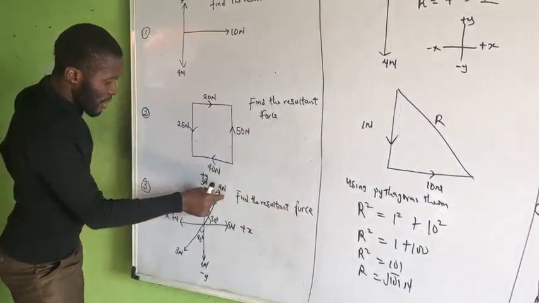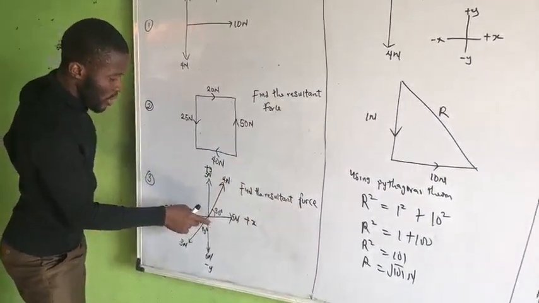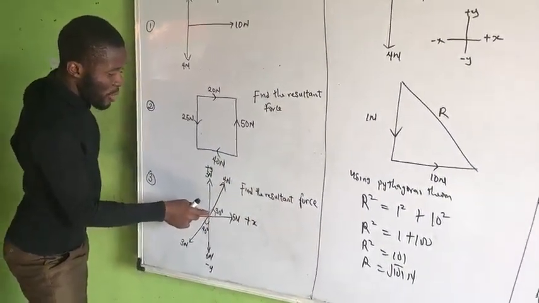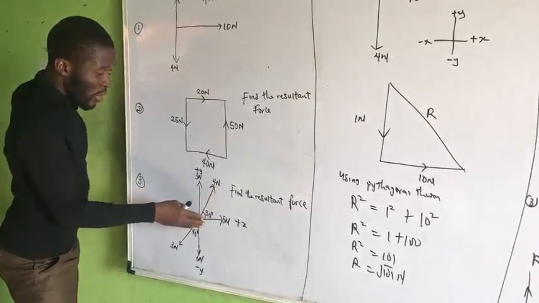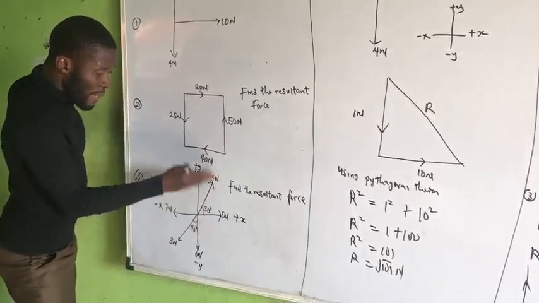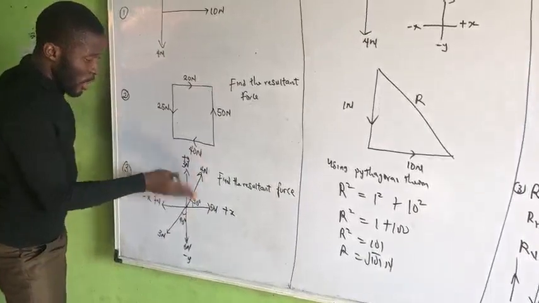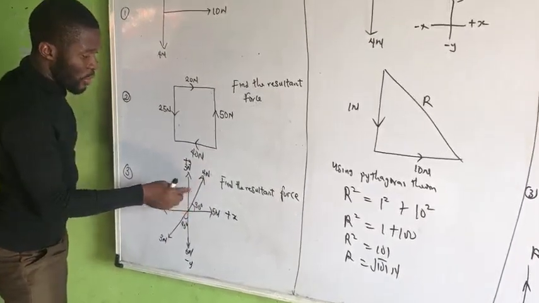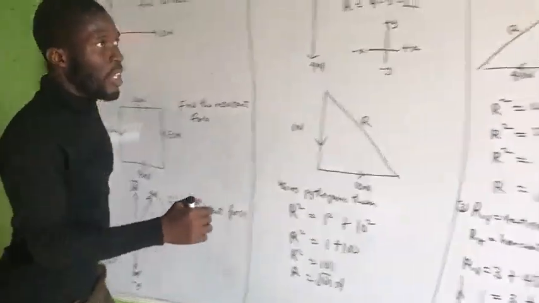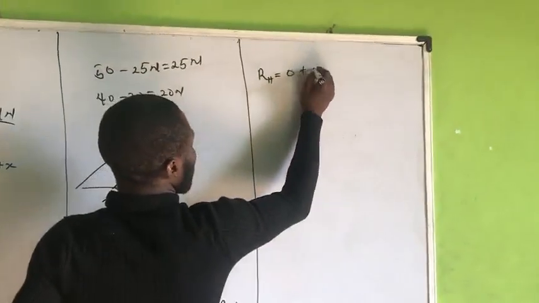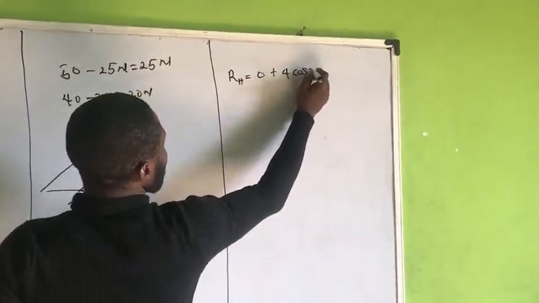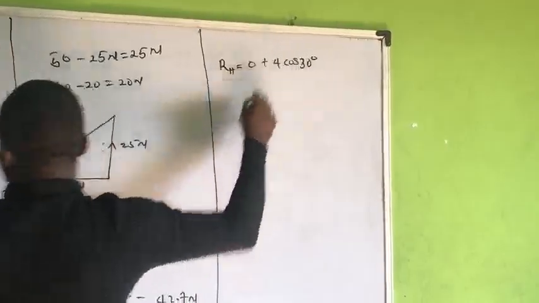Now the next is 4. The angle is inclined to the horizontal. So when the angle is inclined to the horizontal and you are looking for the horizontal component of resultant, that will be cos. But if it is inclined to the vertical and you are looking for the horizontal component of resultant, it will be sine. So this will be 4 cos 30. So that's plus 4 cos 30 degrees, since it is on the positive x-axis.